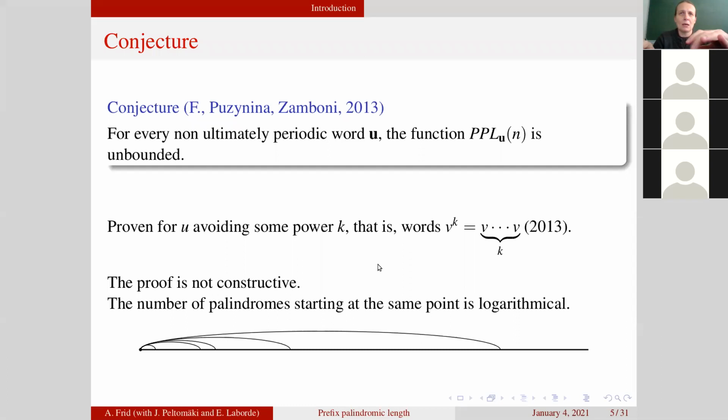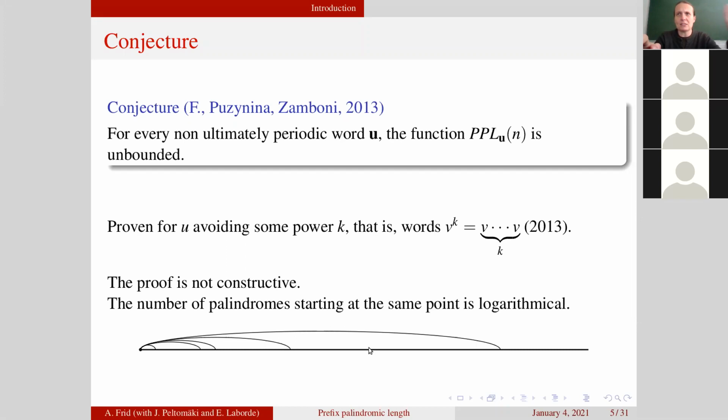And what was unexpected is that the proof is not constructive. We just use the fact that if somewhere in the word there are two palindromes which start at the same point and whose lengths are close to each other, like here, then there should be a repetition here. It is something like a long power. So the palindromes cannot be too close to each other. The ends must be exponentially far. So the number of palindromes is logarithmic, and it's enough to say that somewhere there must be an infinite number of them. Otherwise, we cannot cover everything with palindromes. So it's just a rough idea of the proof.